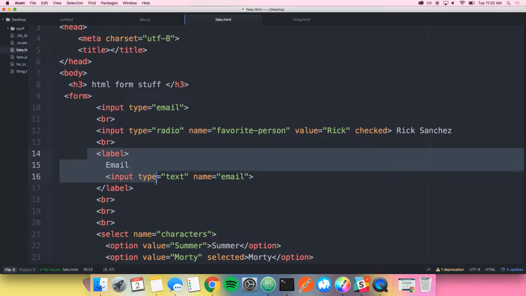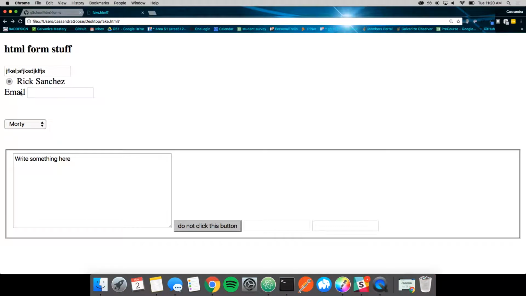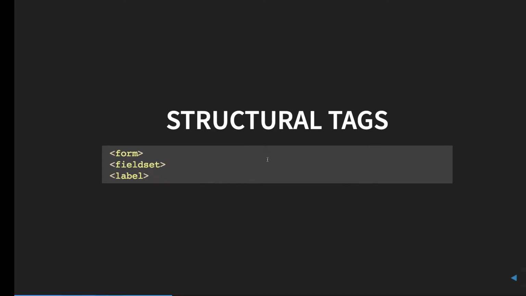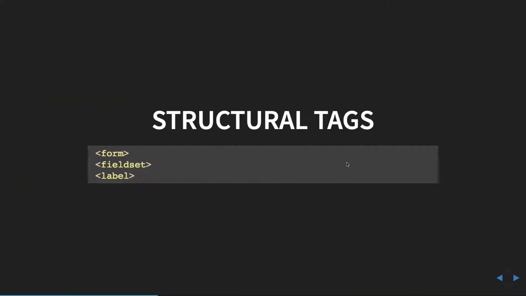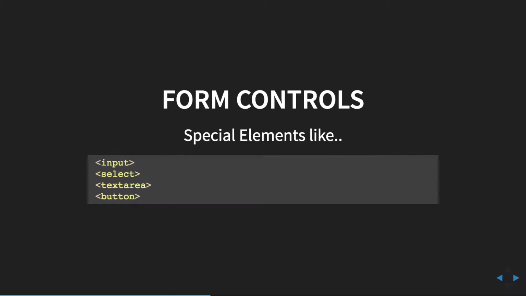Down here is where we actually have our label. And check it out. It says email right before our thing, which is pretty cool. Also notice that it was prepared to autofill because of email, which is cool. All right. So those are kind of our structural tags. Everything else is going to be inside those.